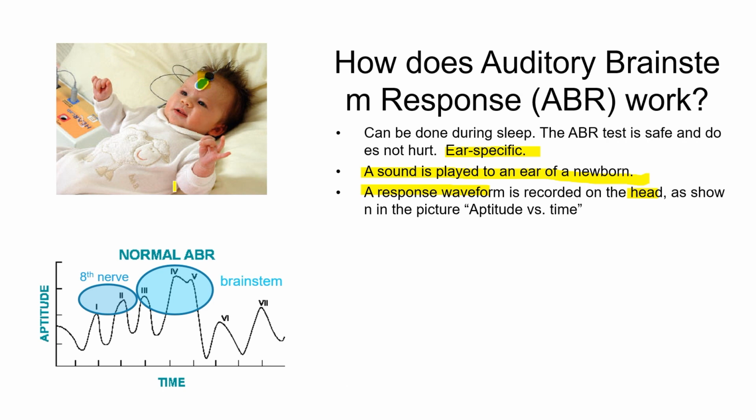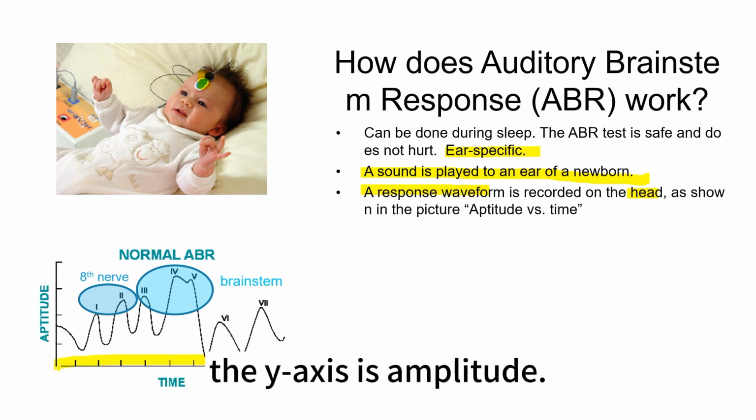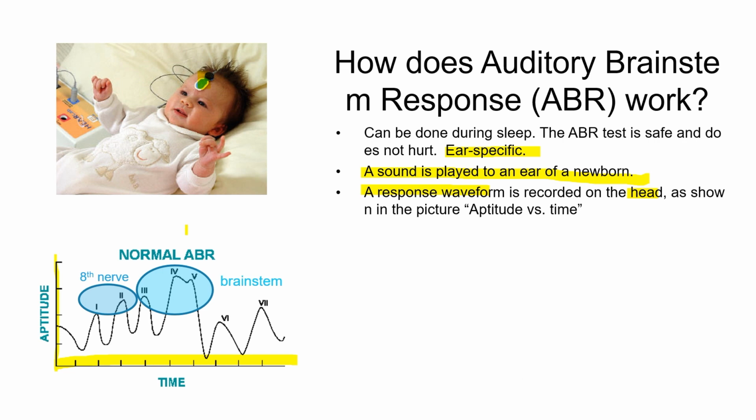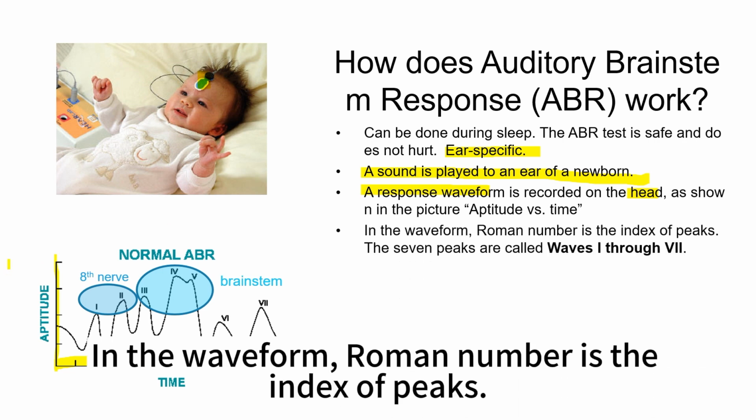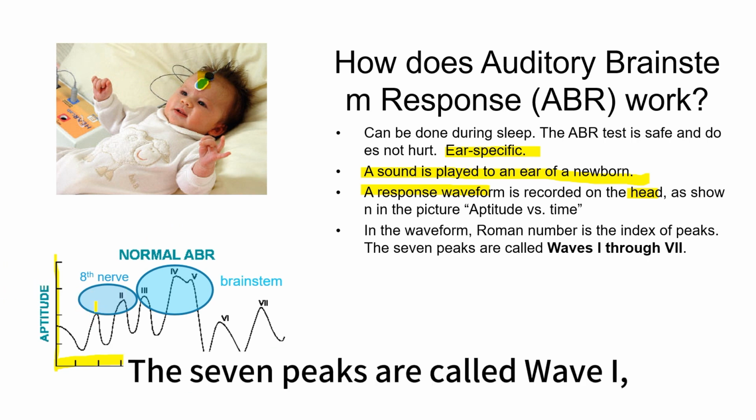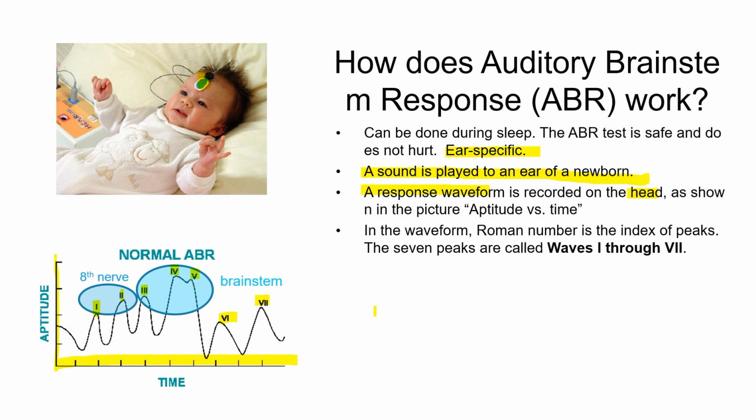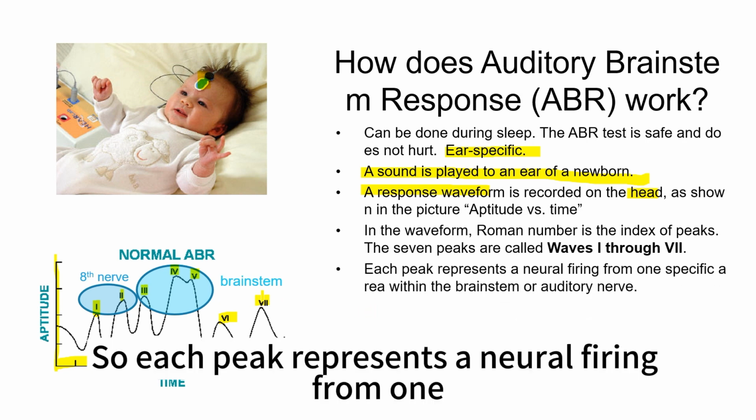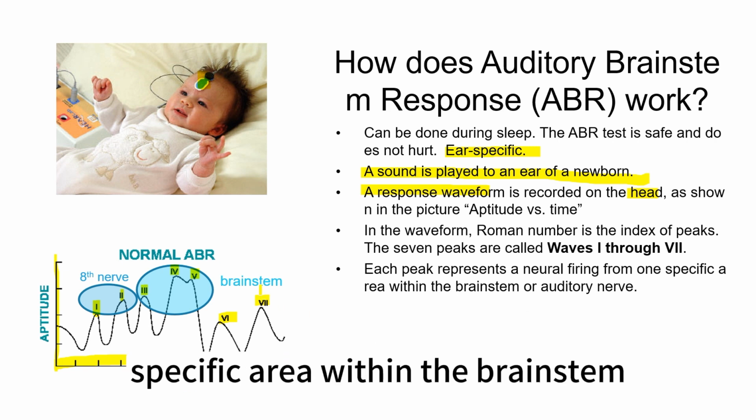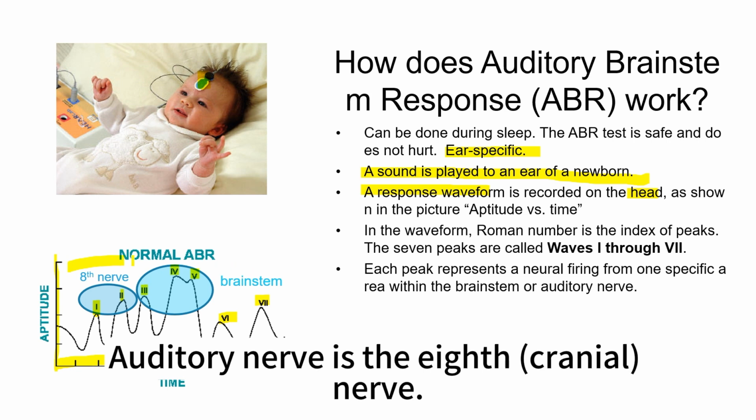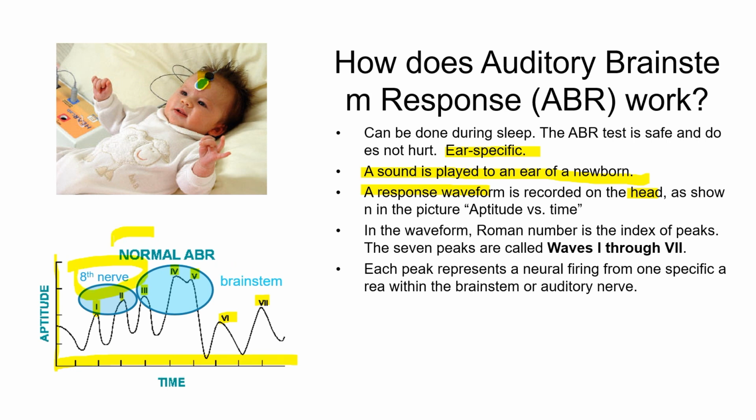The result is shown here. The x-axis is time, the y-axis is amplitude. In the waveform, Roman numerals are the index of peaks. The 7 peaks are called wave 1, 2, 3, 4, 5, 6, and 7. Each peak represents a neural firing from one specific area within the brainstem or auditory nerve. The auditory nerve is the eighth nerve, and this is a normal ABR.